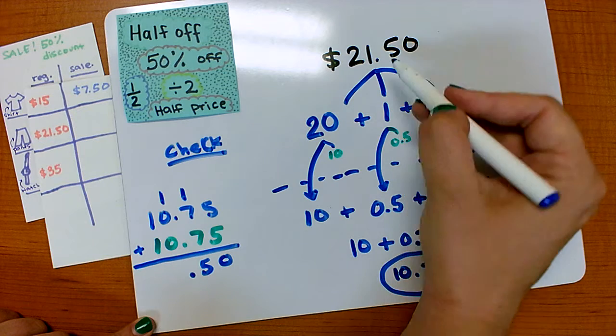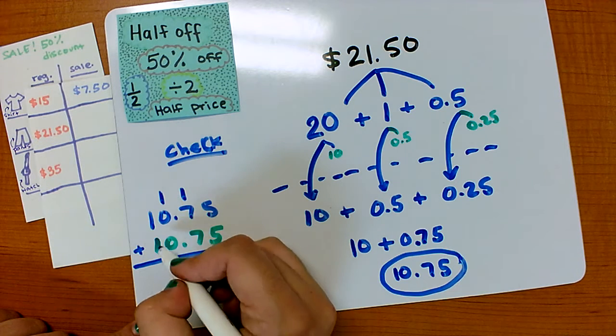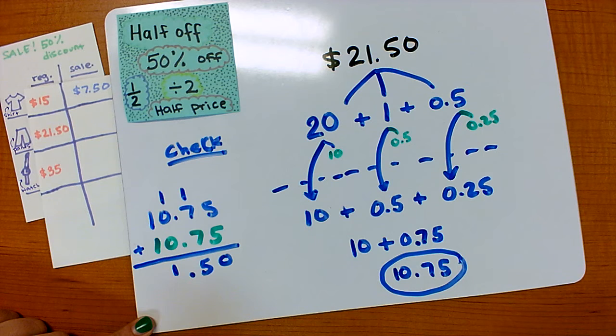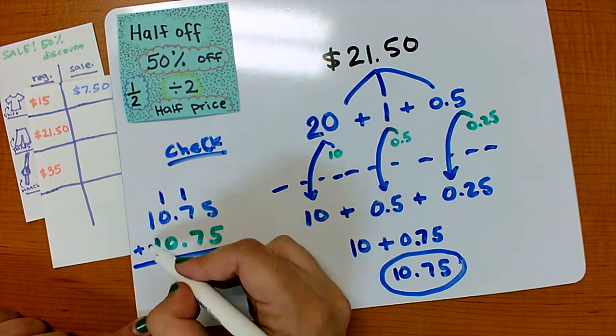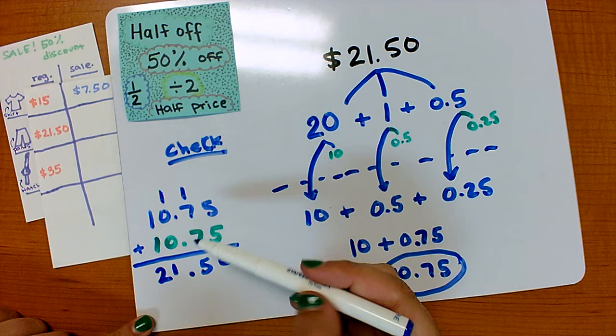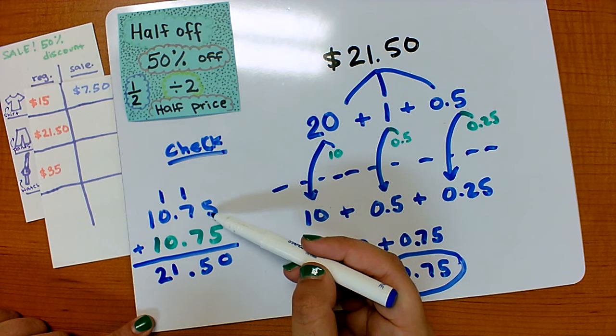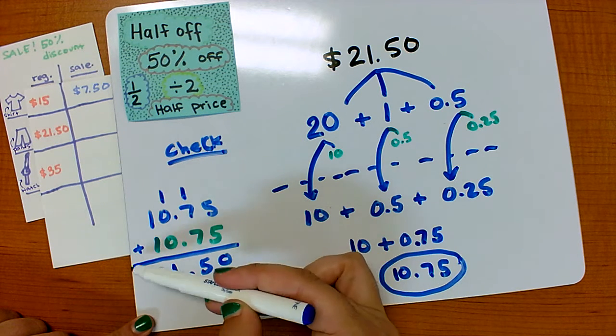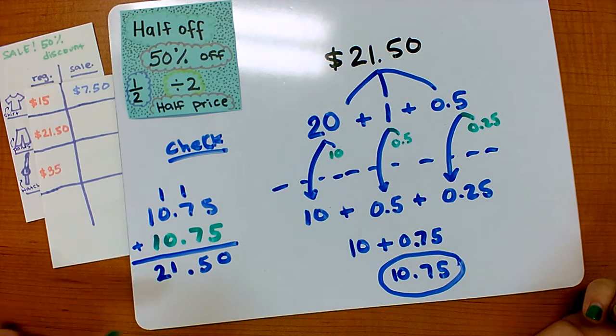50 cents. 50 cents. Let me keep going. 0 plus 0 is 0. Plus 1 more is 1. And finally, 1 plus 1, 2. $21.50. $10.75 is exactly half of $21.50, and we were able to check our work here.